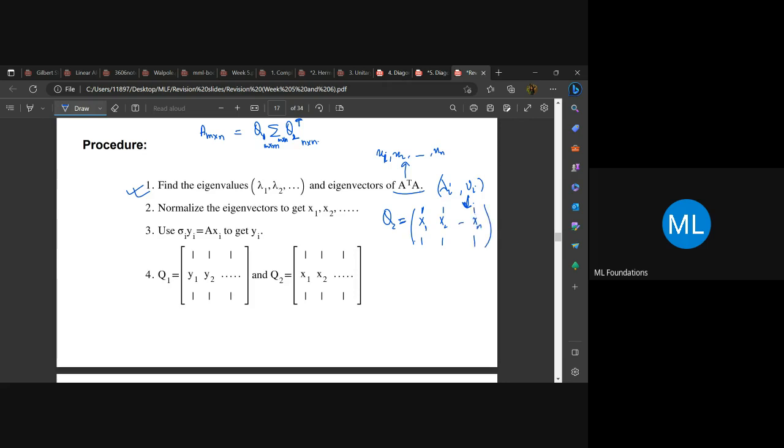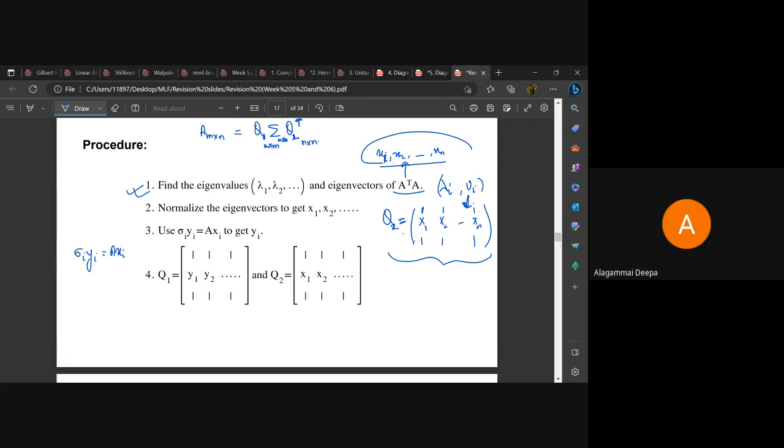And it's not just these xi's, you need to normalize them. So you normalize and find the orthonormal vectors, and just put them in Q2. This should be your first step. So you already found the Q2. Now to find the Q1, you use the process sigma i yi equals A xi to get yi.